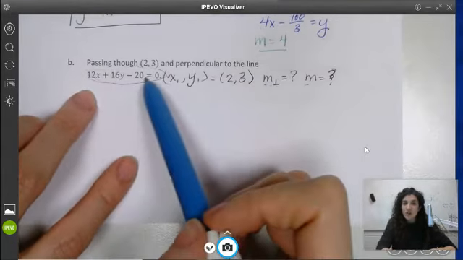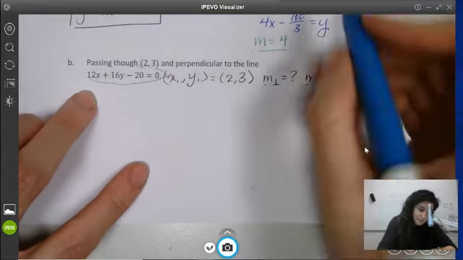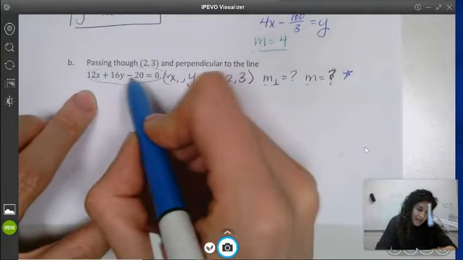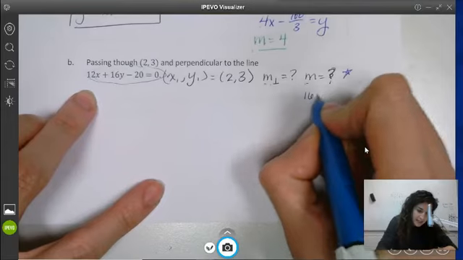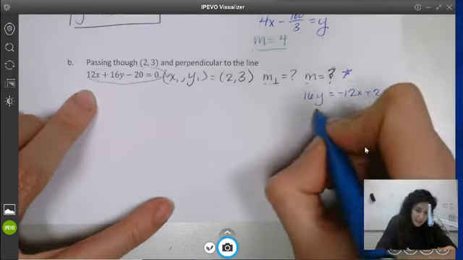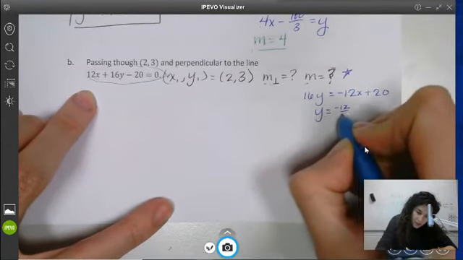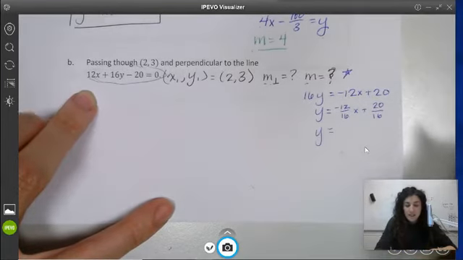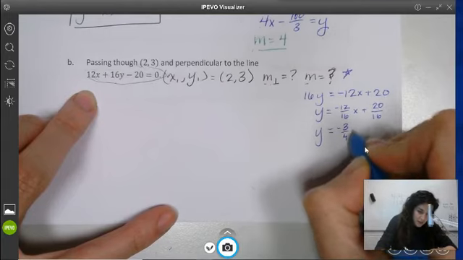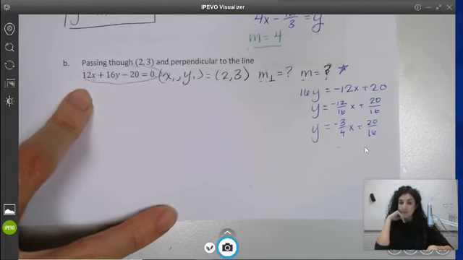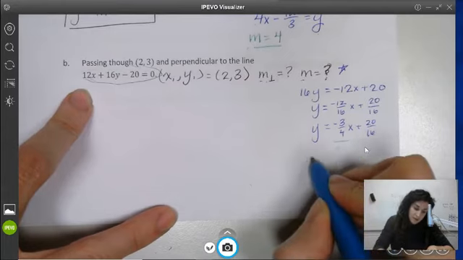I want you to go ahead and tell me what your original slope is. In order to find your original slope, I need to get y by itself, which means I'm going to add 20 and subtract 12 from both sides. I get 16y equals negative 12x plus 20, and I'm going to divide everything by 16. Negative 12 over 16x plus 20 over 16. Negative 12 over 16 can simplify down to negative 3/4 x plus 20 over 16. I don't need to simplify the intercept. So we care about the slope, and your slope is negative 3/4.